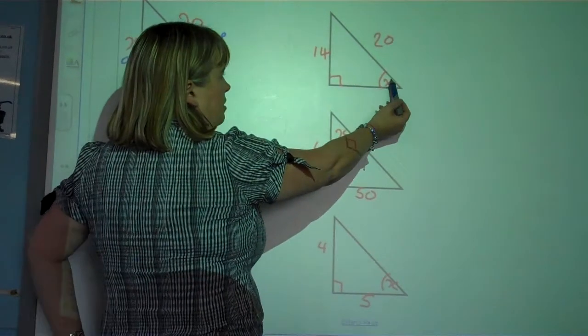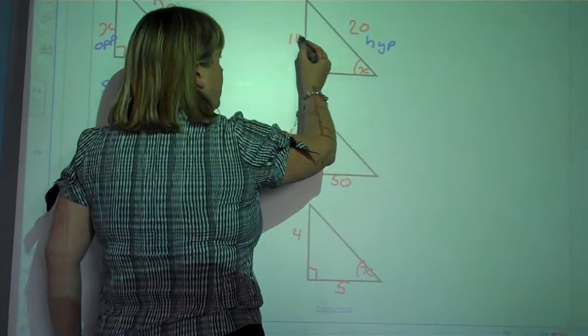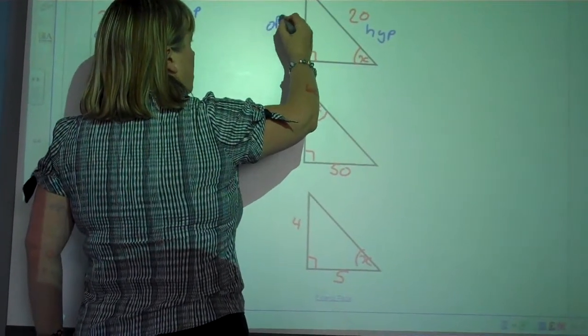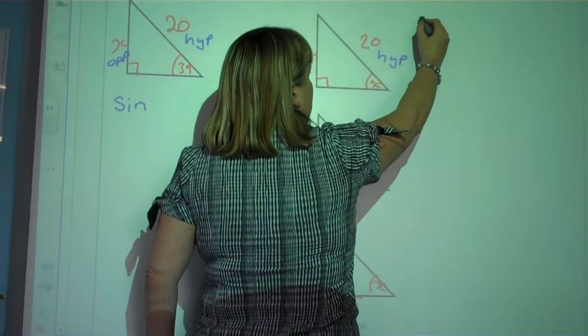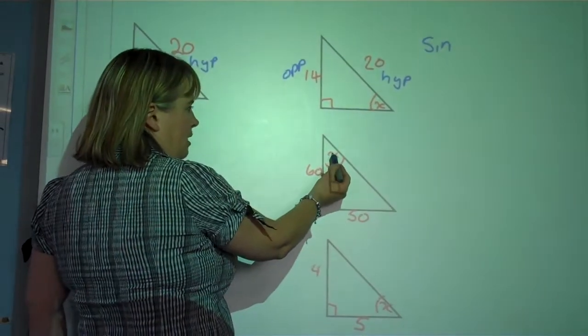Okay. Look at this one here. This is the angle I'm asked to find. What have I got here? Hypotenuse. And this one is? Opposite. Okay, so this is going to be? Sine. This one here, here's my angle.